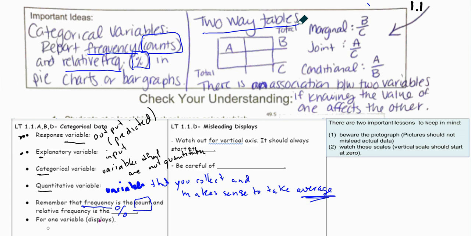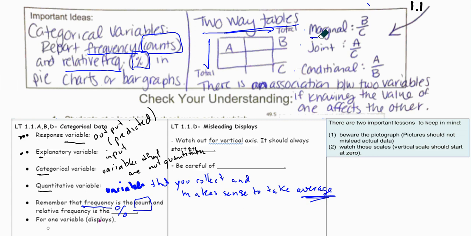Two-way tables are called two-way tables because you have columns and you have rows. Two-way tables generally are used when you have two or more variables. You can also use just one single table if you just have one variable for categorical variables. And from here, when you collect data or want to figure out the probability or percents of certain things, we have different types of ratios that we calculate.